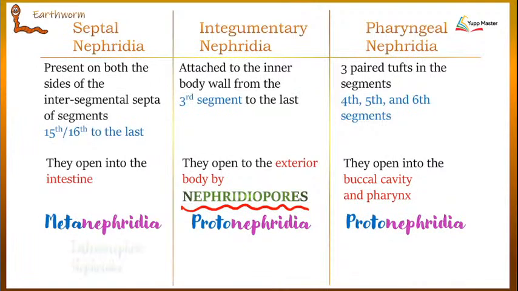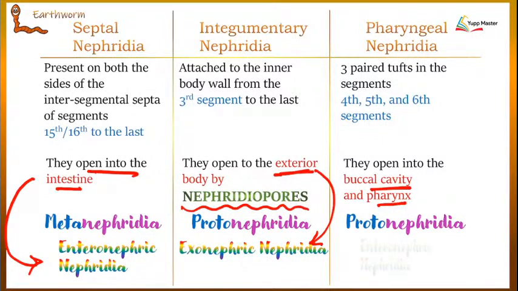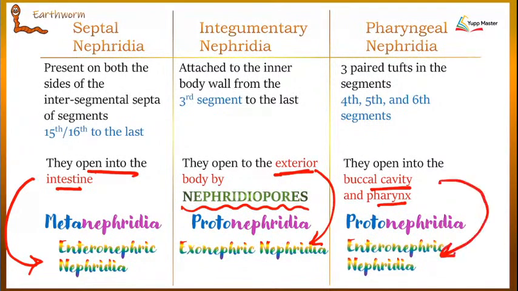The last point, where the secretion is being thrown, is it in the intestine? So septal nephridia, can you see it opens into, as it is written, the intestine, so they are enteronephric nephridia. Talking about integumentary nephridia, where is it opening? Into the exterior, so these are going to be the exonephric nephridia. And talking about the pharyngeal nephridia, they're opening into the buccal cavity and pharynx, so that will again be enteronephric nephridia. Okay, so I hope this is clear.